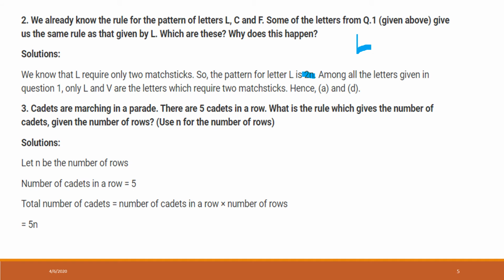So how many cadets are in a row? There are 5 cadets in a row. The total number of cadets will be the number of cadets in a row multiplied by the number of rows. So how many cadets? 5. How many rows? n. So 5n is the rule.